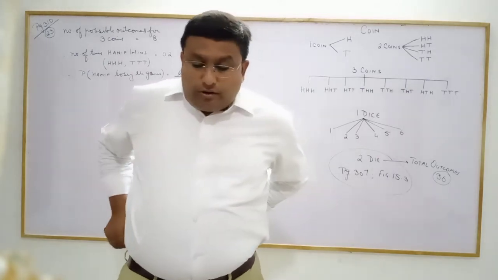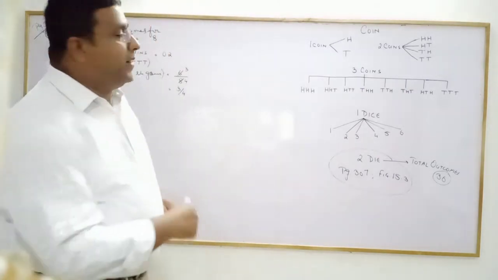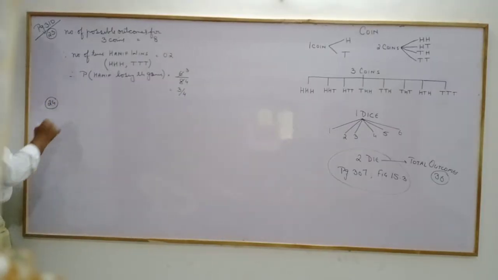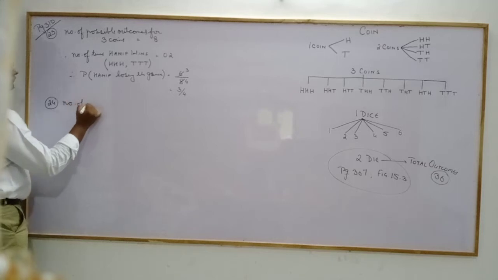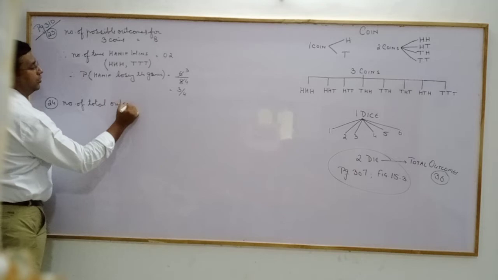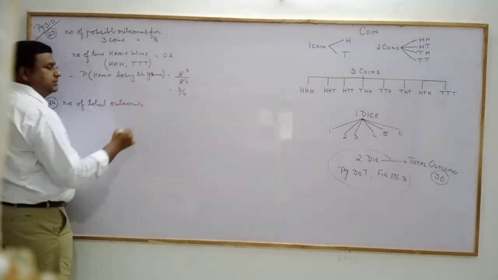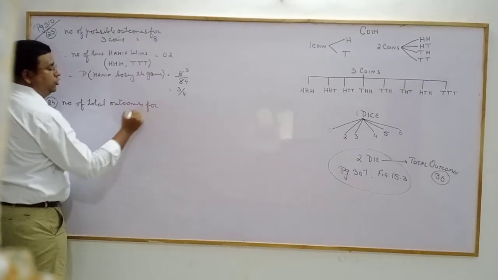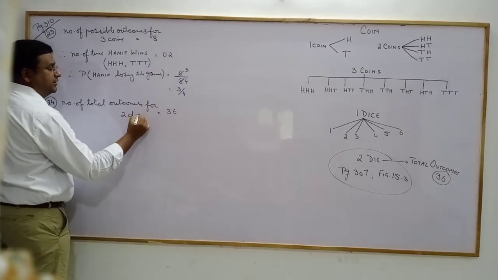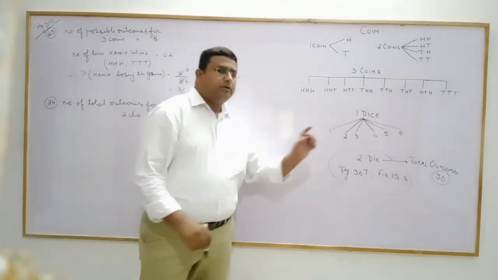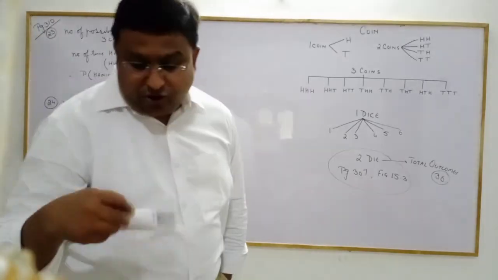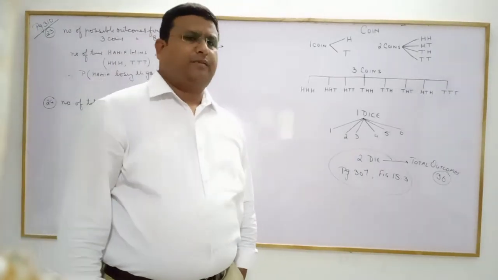A die is thrown twice. What is the probability? So first of all, the number of total outcomes for 2 dice is how much? 36. We have explained that. Clear? Now he says, what is the probability that 5 will not come up either time?